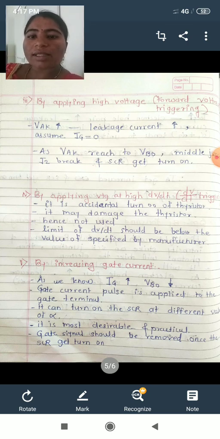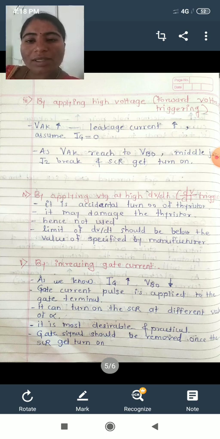The third method is by applying high voltage. It is also called forward voltage triggering. What happens in this case? In this case, we have to increase the voltage between anode and cathode of the SCR. By applying high voltage, we apply a larger voltage between the anode and cathode terminals. When the voltage applied between anode and cathode goes on increasing, the leakage current increases. Assume in this case the gate current is 0.